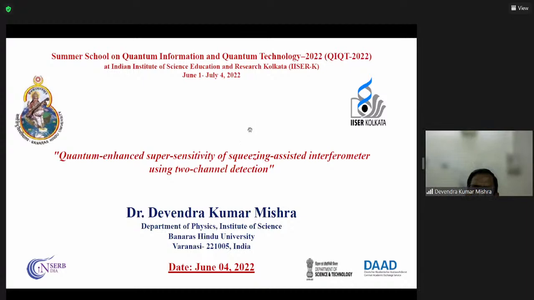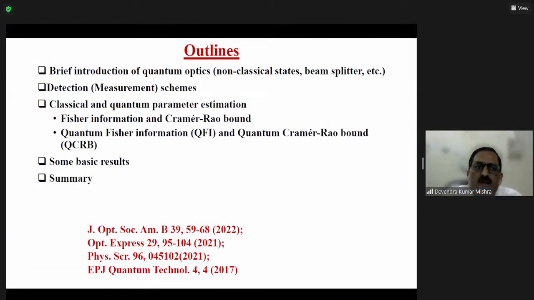Okay, thank you. So I am trying to discuss the enhancement in sensitivity of interferometers by using two-channel detection as well as squeezing. The outline of my talk is: we will first discuss the introduction to quantum optics, for example non-classical states, beam splitter, etc. Second is the detection schemes. Third is classical and quantum parameter estimation, in which I will discuss the basics of Fisher information and Cramér-Rao bound and its quantum analog, quantum Fisher information, as well as the quantum Cramér-Rao bound. And I will discuss some basic results which we have obtained here.